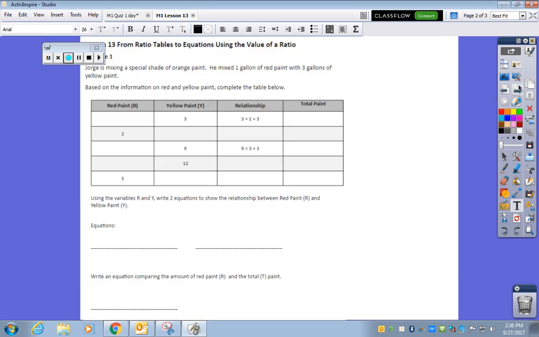Today's lesson is Lesson 13, from Ratio Tables to Equation using the value of a ratio. So example 1 says George is mixing a special shade of orange paint. He mixed 1 gallon of red paint with 3 gallons of yellow paint. Based on the information on red and yellow paint, complete the table below.